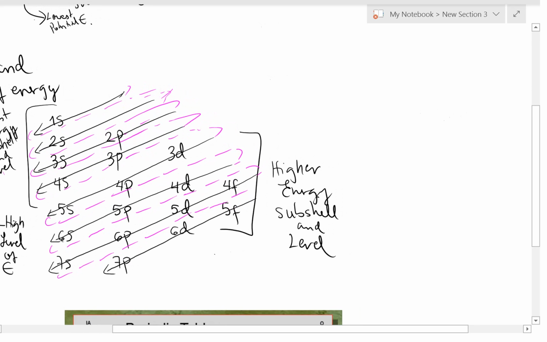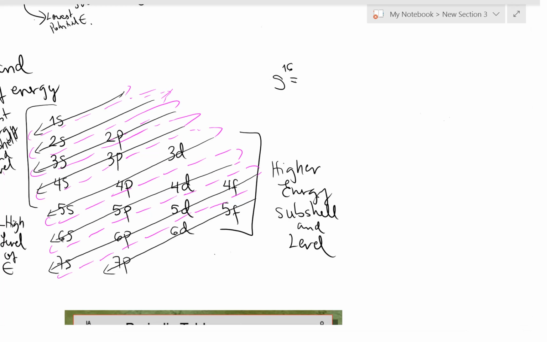So let's work on the following example. Let's use sulfur. The atomic number of sulfur is 16. The atomic number represents the total amount of protons that we have for each element, which is the same amount of electrons that we should also have. Why? Because remember that atoms are electrically neutral, so they are supposed to have the same amounts of protons and electrons.